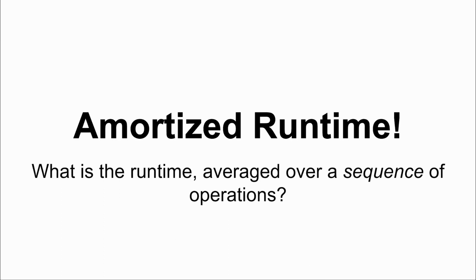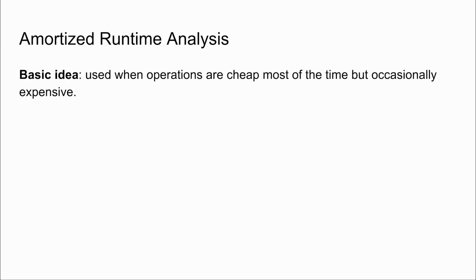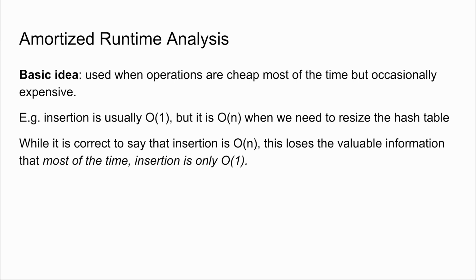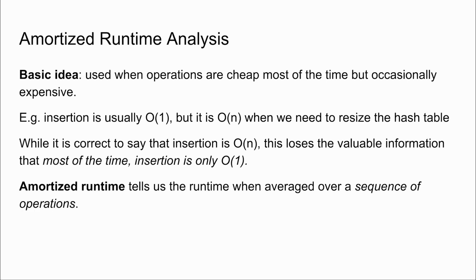Amortized runtime. It helps us answer the question, what is the runtime averaged over a sequence of operations? Let's delve into amortized runtime analysis. Amortized runtime helps us analyze operations when operations are cheap most of the time, but occasionally expensive. For example, insertion in a hash table is usually O(1), but it is O(n) when we need to resize the hash table. While it is correct to say that insertion is O(n), this loses the valuable information that most of the time, insertion is only O(1). So, amortized runtime tells us the runtime when averaged over a sequence of operations.